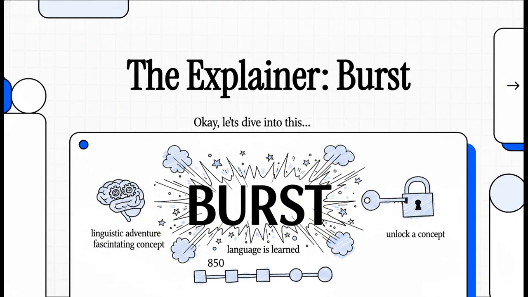Welcome to the Explainer. Today, we're going to go on a little linguistic adventure, and all we need is one single five-letter word. It might not look like much, but trust me, it holds the key to a fascinating secret about how we learn language itself.